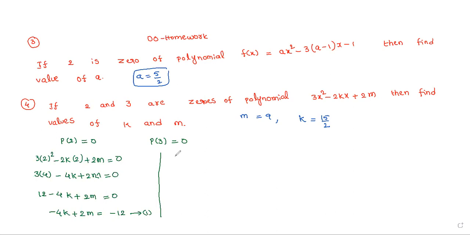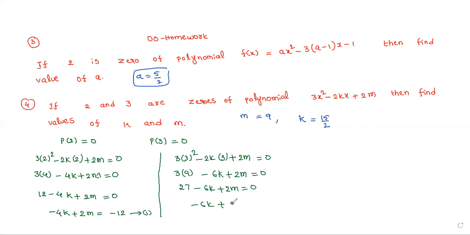Then P of 3. 3 into 3 square minus 2k into 3 plus 2m equal to 0. 3 square means 9, 27 minus 6k plus 2m equal to 0. Minus 6k plus 2m is equal to minus 27. Equation 2. Solving 1 and 2, ma. Equation 1 minus equation 2 gives the answer. Okay? Subtract, and 2m cancels out. The value of k comes. Substitute the value of k in any one equation, and you get the answer. Okay.